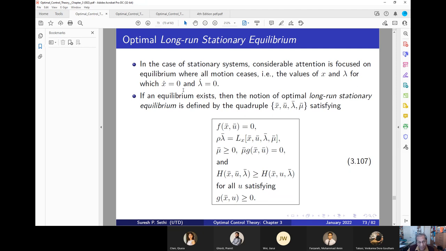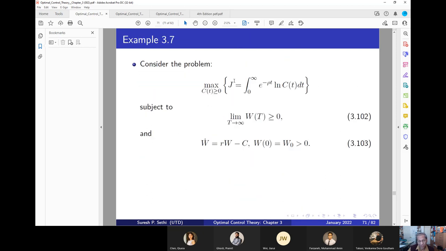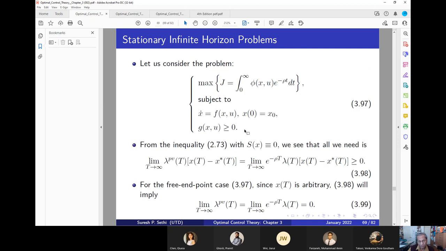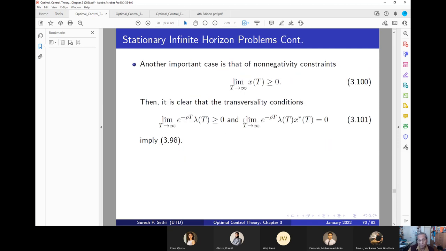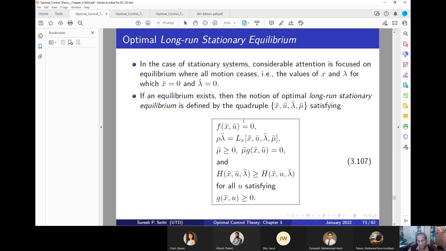So if you do that, then let's call that equilibrium X bar, U bar, and of course lambda bar. And if you have this condition here, then there's a mu from the Lagrangian, so there's a mu bar. So X bar, U bar, lambda bar, mu bar is an equilibrium. It satisfies basically these conditions. First, you set X dot equal to 0. That gives you one equation. You get lambda dot equal to 0, which is the lambda dot equation, which is rho lambda equal to the derivative of the Lagrangian with respect to X.